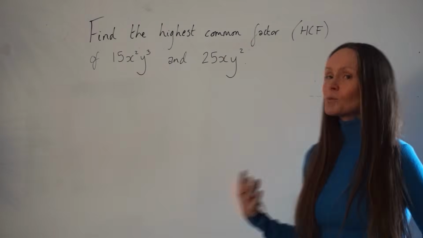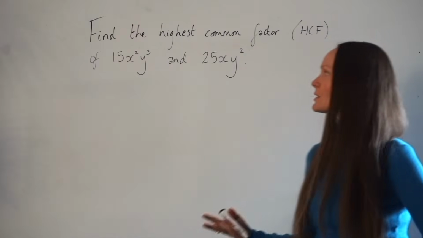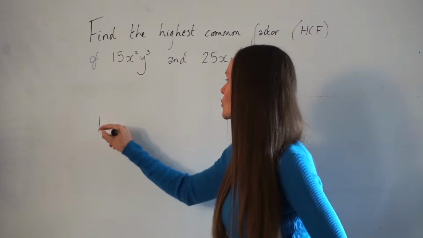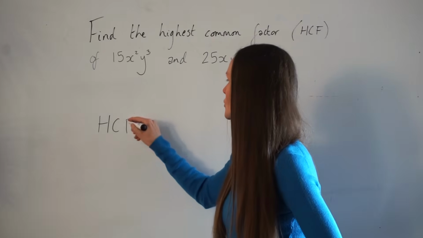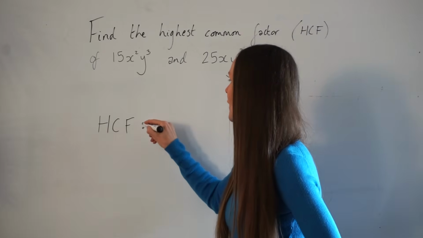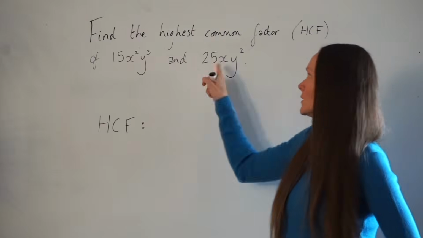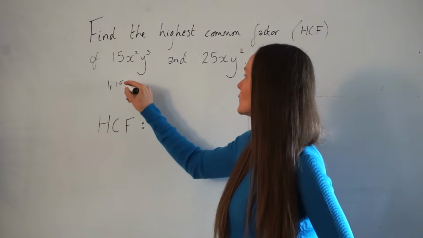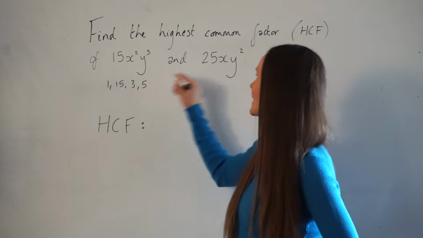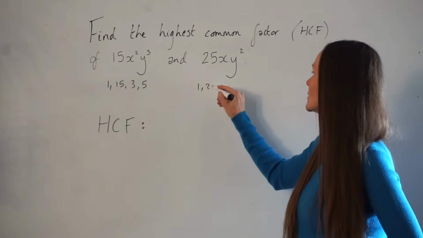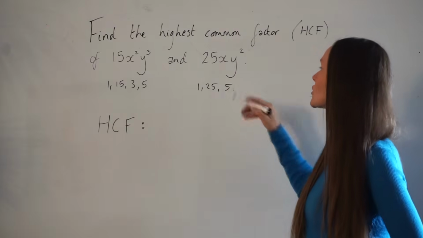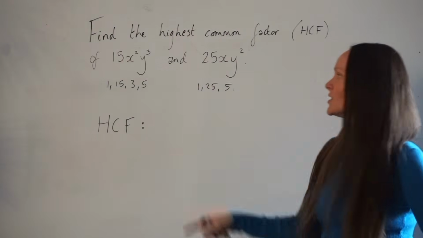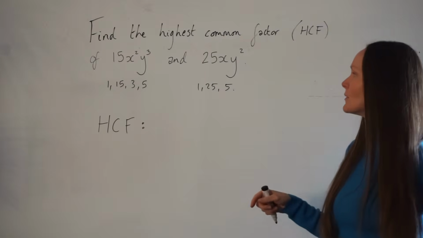You might just be able to spot straight away that the highest common factor is 5, but if you're not sure how I knew that, what you can do is consider all the factors of the two numbers here. You can write them out if you like. So the factors of 15 are 1, 15, 3 and 5. And the factors of 25 are 1, 25 and 5. These are just the numbers that multiply together to give both 15 and 25.